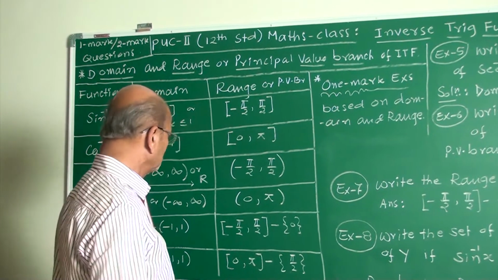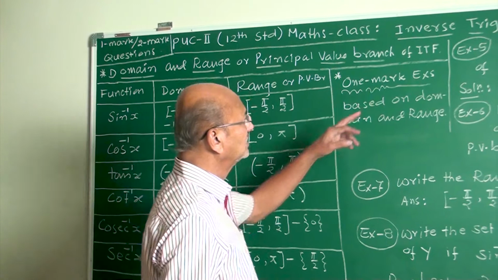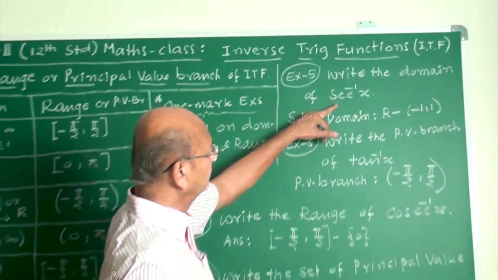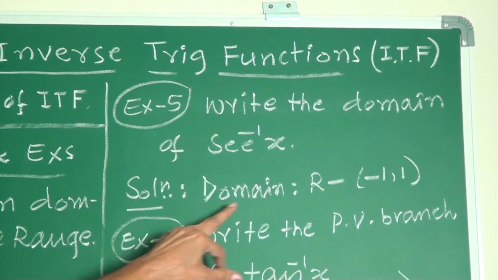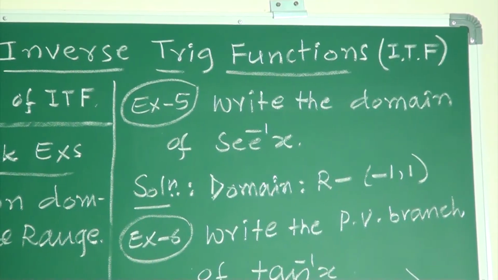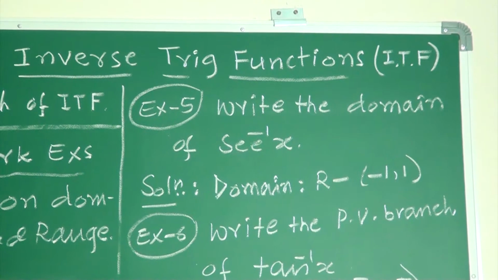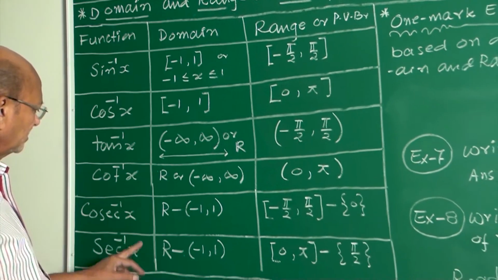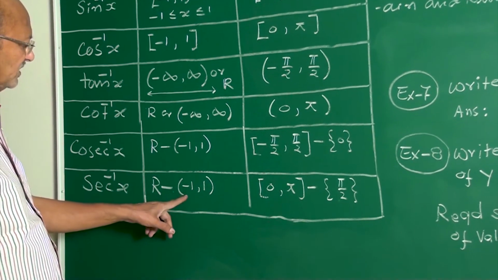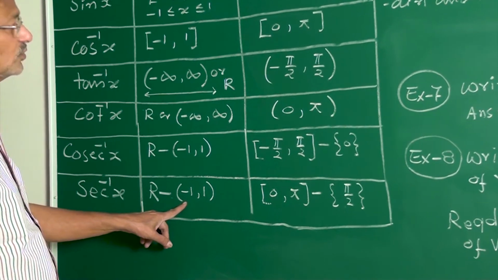My friends, it is the next question. Write the domain of sec inverse x. So the required domain is R minus the open interval minus 1 to plus 1. See here, for sec inverse you wanted the domain. For sec and cosec it is the same: R minus the open interval minus 1 to plus 1.